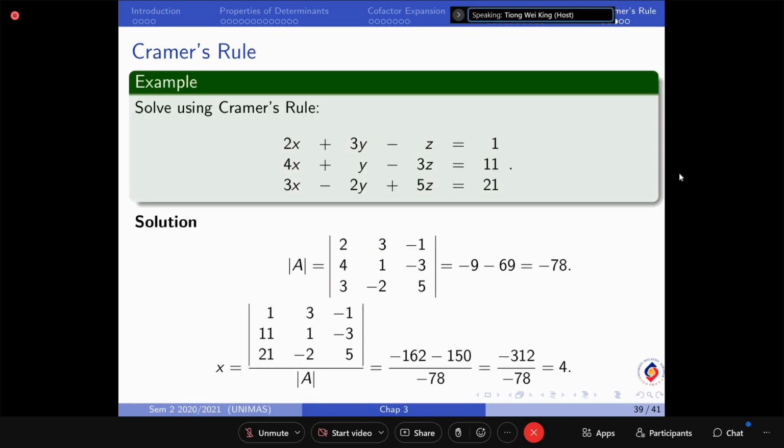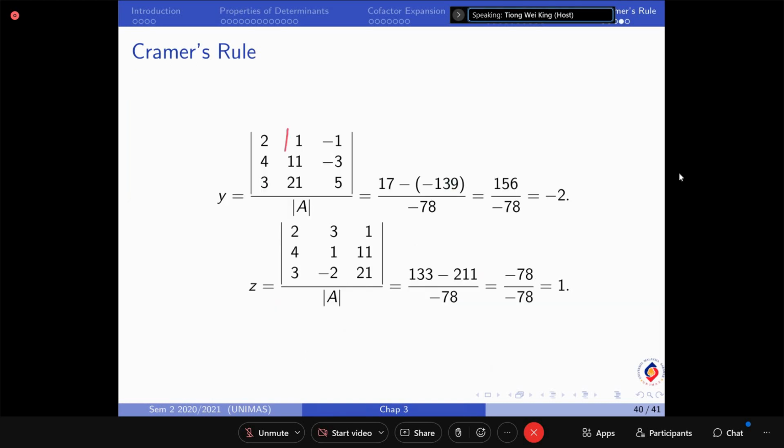Now another example is this. This is the final example, I think. First you find the coefficient matrix, then find the determinant. Then we have x, y, z. For x, again you replace the first column with this, then for y it is the second column, and for z it is the third column. The rest is the same. You do the arithmetic, find the determinant, and then do the division.